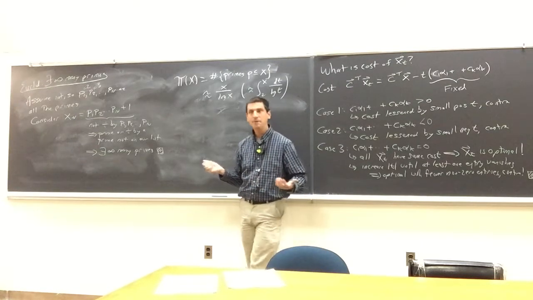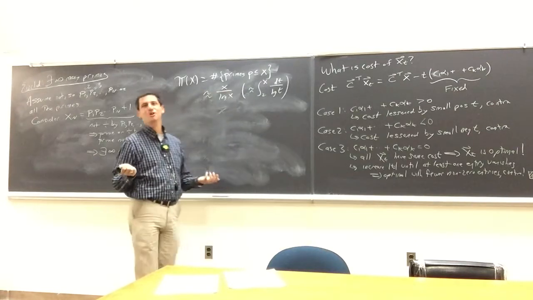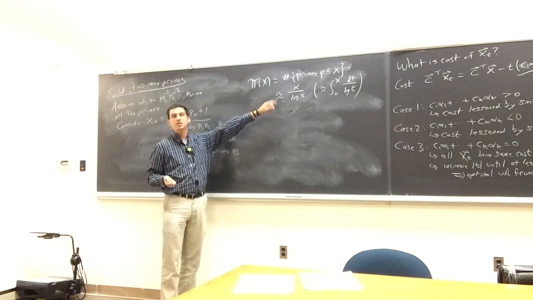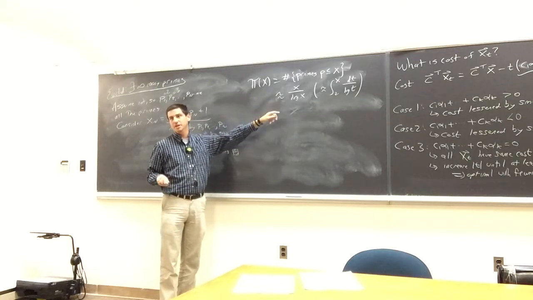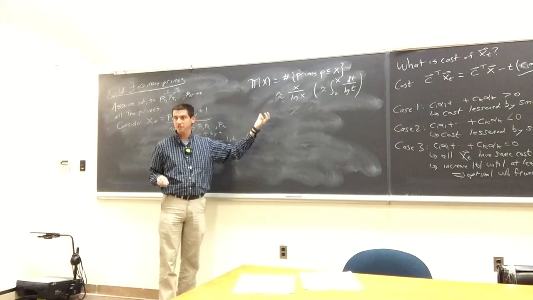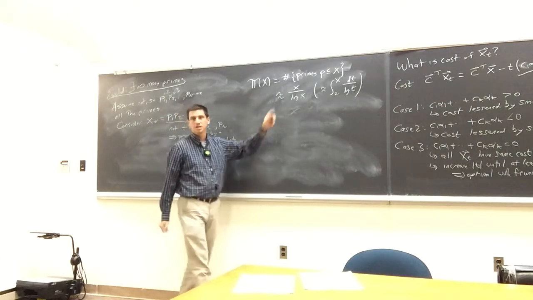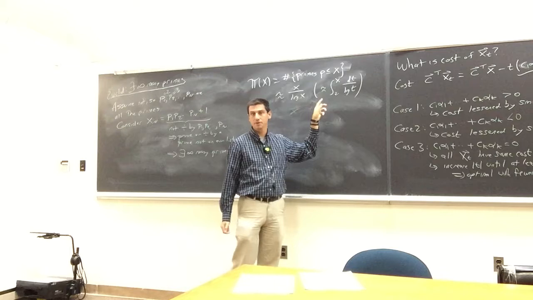Root x. How many even numbers are there up to x, approximately? X over 2. So what this is telling you is there's not as many primes as evens. In the limit, 50% of all numbers are even. X halves divided by x is 1/2. 0% of numbers are prime in the limit.